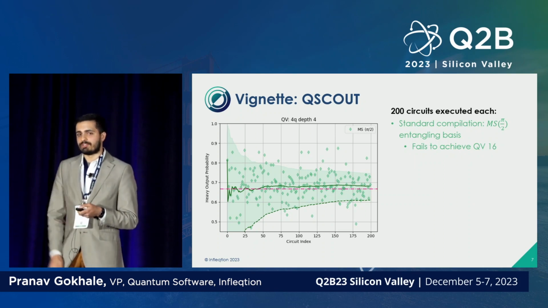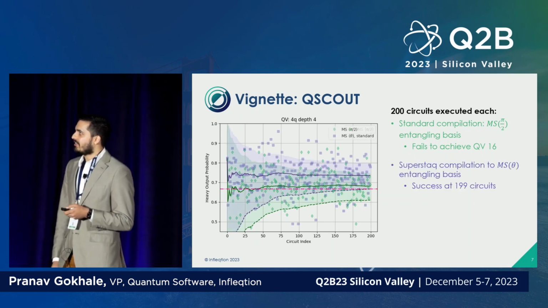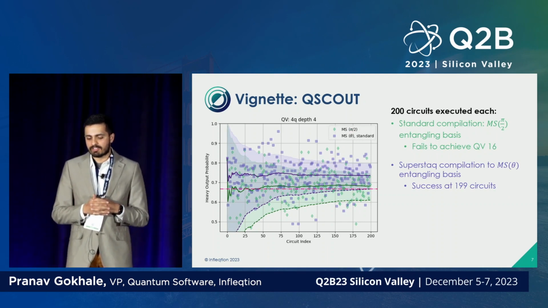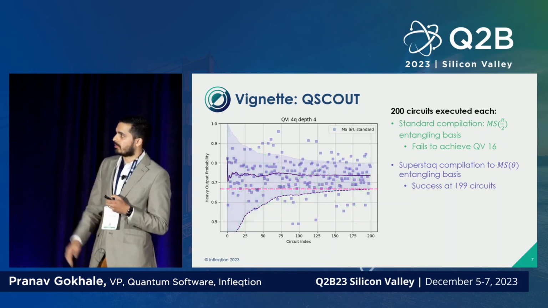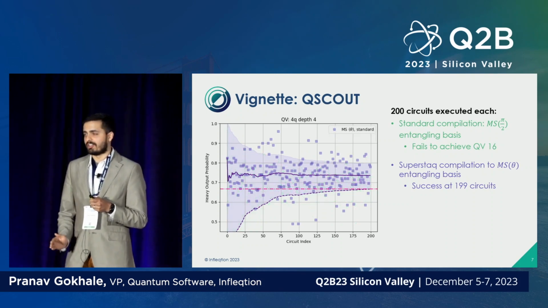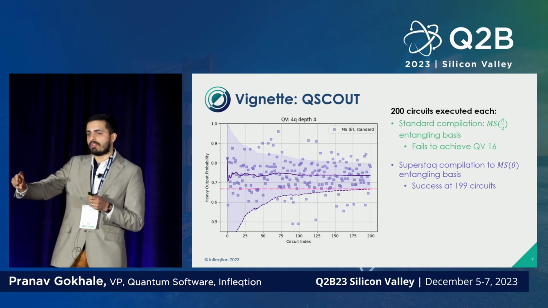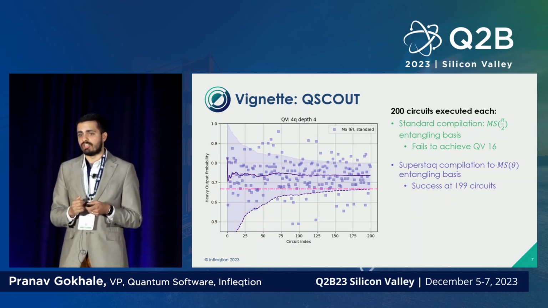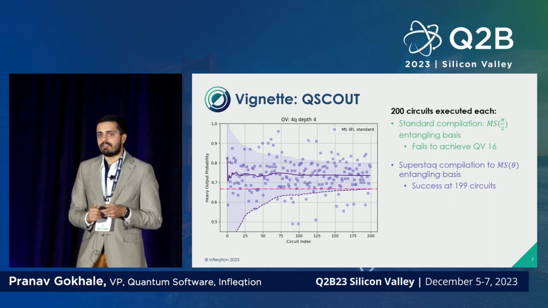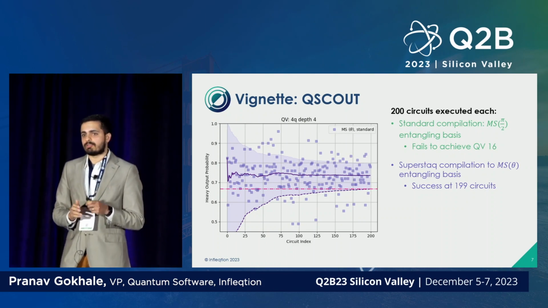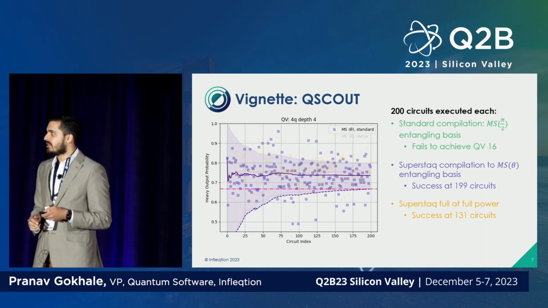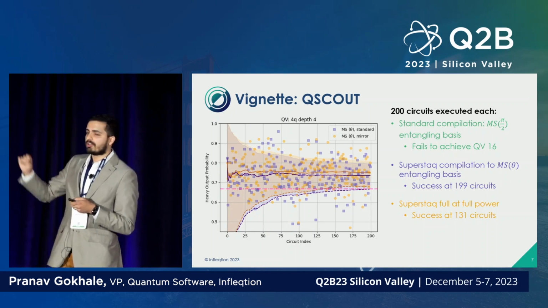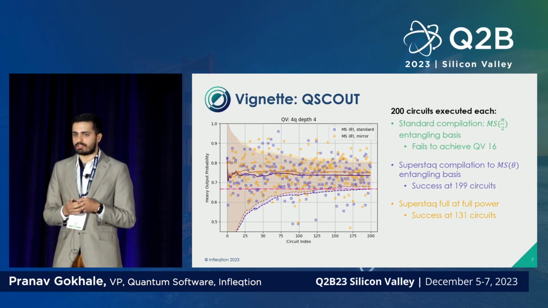So the first thing we did was throw Superstaq Lite at it, and that's in purple here. What we do is compile to this entangling basis, and if you look, and I'll zoom in now just on purple, just at 199 circuits, we attain this result that the purple envelope is above the pink dashed line, which is to say that we are able to achieve a quantum volume of 16. Now, when we throw Superstaq at it with its full power and all bells and whistles, which is just available out of the box now, we actually get that crossover point, the orange, crossing much earlier, at 131 circuits.